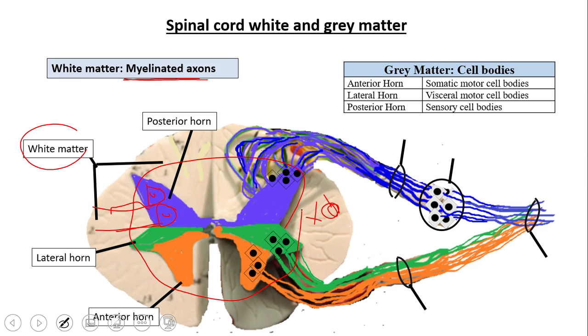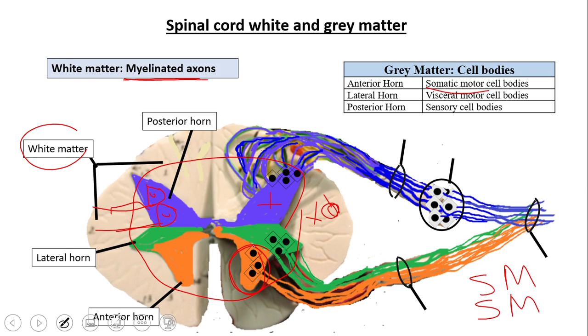There are 3 horns making the gray matter. The posterior horn, and this has sensory cell bodies. The anterior horn, and this has somatic motor cell bodies. Somatic motor means the signal going to the skeletal muscles. So here we have the signals going to the skeletal muscles, so we can control them.